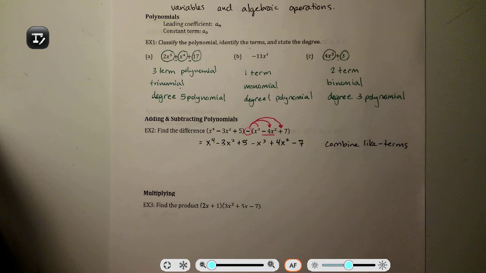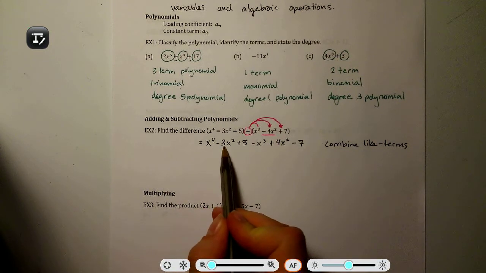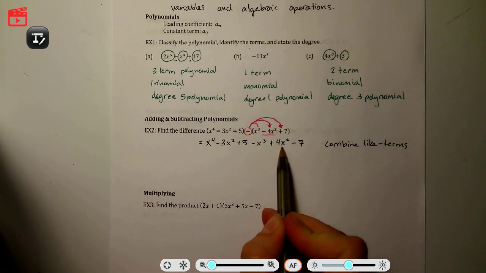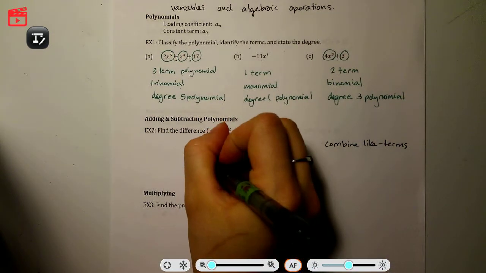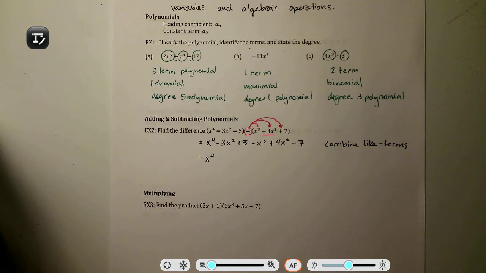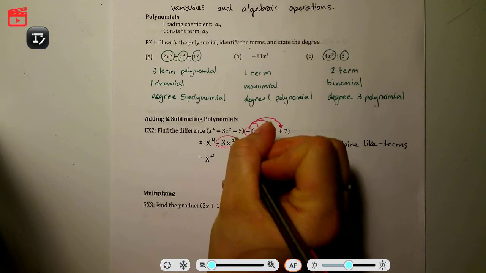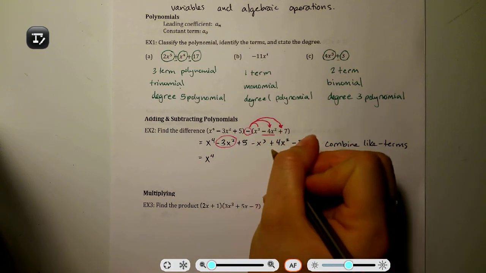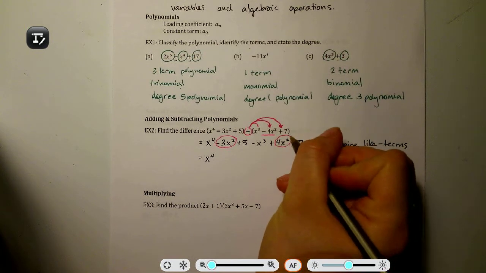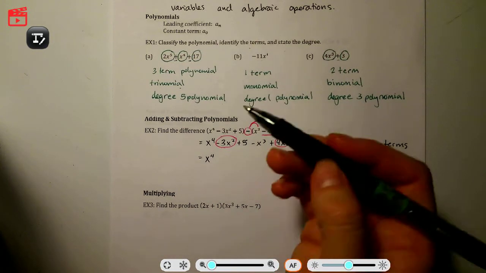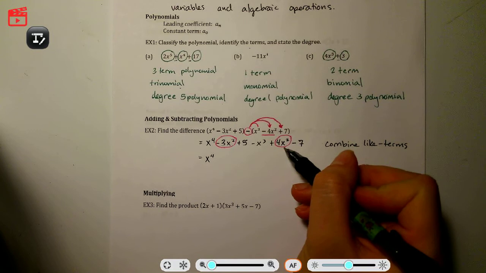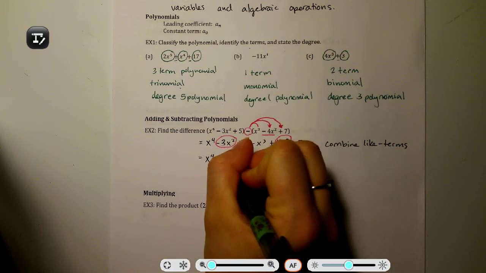Let's see. X to the 4th. Any other x to the 4ths around? Nope, that's the only x to the 4th term. Now let's take a look at x squareds. Are there any other x squareds around? Right there. So, negative 3x squared plus 4x squared is going to be plus x squared.